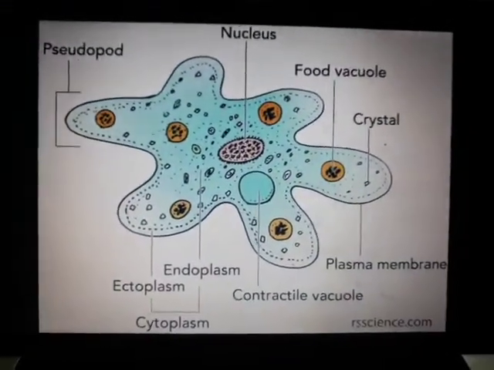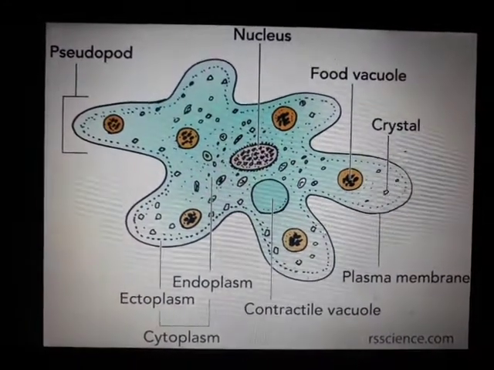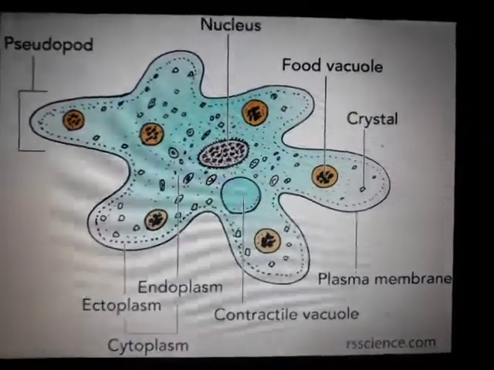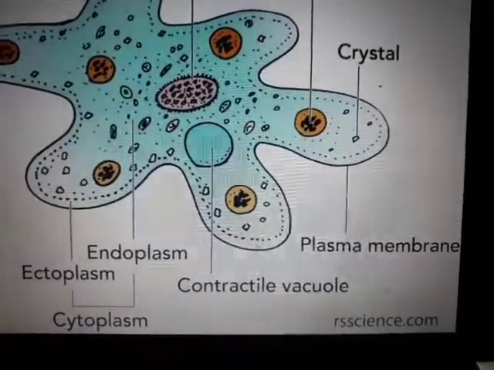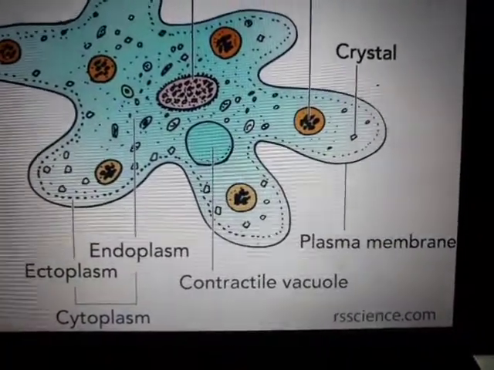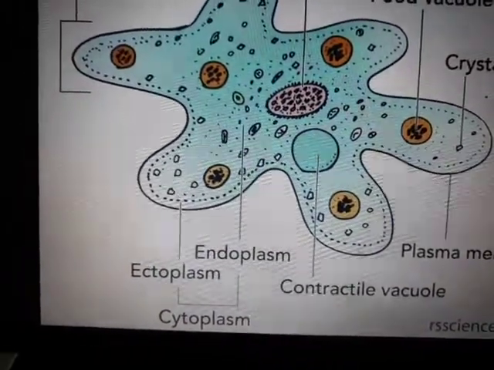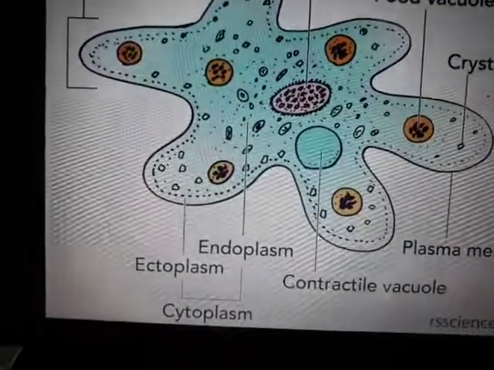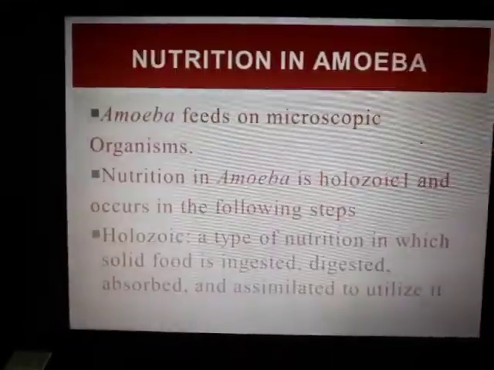So this is a picture which is going to show you all the important parts. The pseudopodia extension, you can see they're finger-like. Then you can see the nucleus in the center. You can see a food vacuole there. You can see a plasma membrane. There is one section called the crystal. Then there is a contractile vacuole. There is endoplasm inside the cytoplasm. The outer one is called ectoplasm. So these are the important parts of the amoeba.